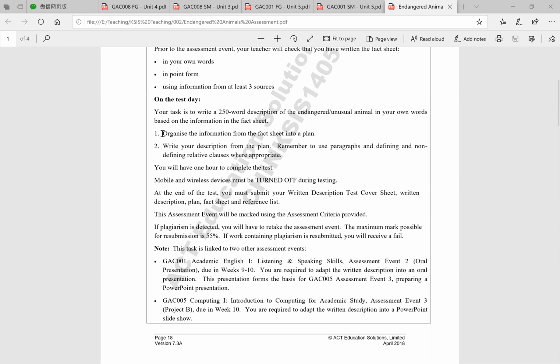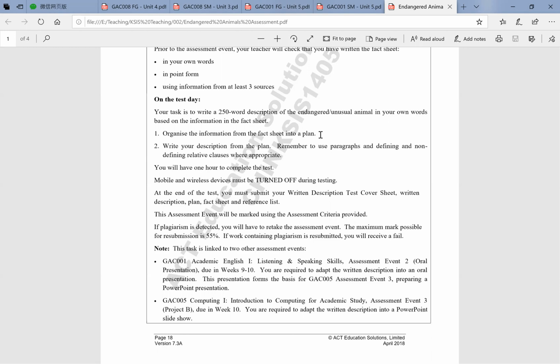So number one, you need to organise the information from the fact sheet into a plan. And we've actually practiced that. So we've been a bit cheeky. We've practiced what that needs to look like, which is great. On the day, you cannot bring your plan in. It's just for us to practice, and then you've got an idea of what you could do with your plan when you go into the assessment. Again, you cannot take the plan in. It was just for us to get an idea and get a practice, hopefully to get you a higher mark on the day.